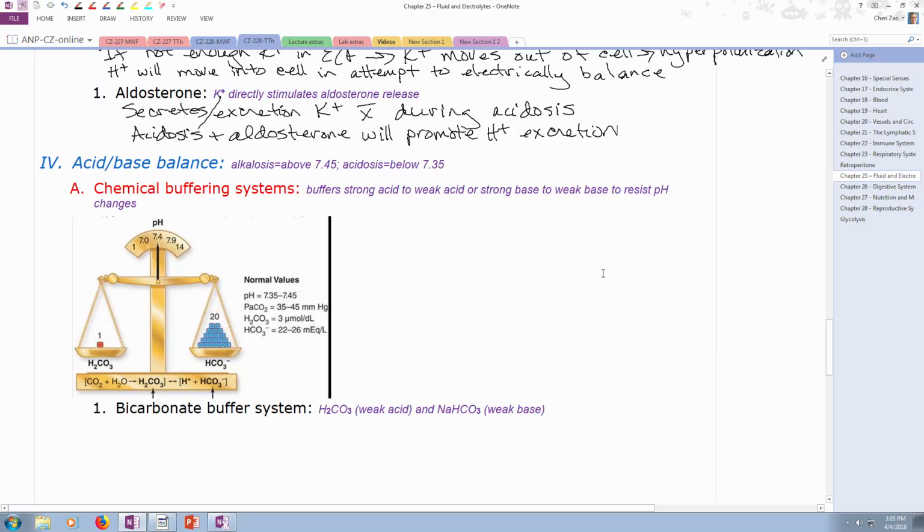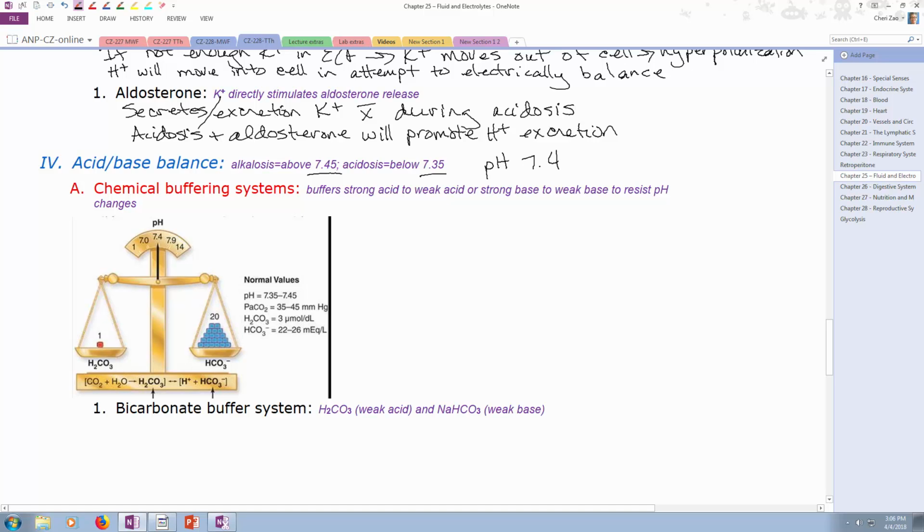So that leads us to the end of this chapter, acid-base balance. Alkalosis: blood pH above 7.45. Acidosis: blood pH below 7.35. Normal pH for us is 7.4.